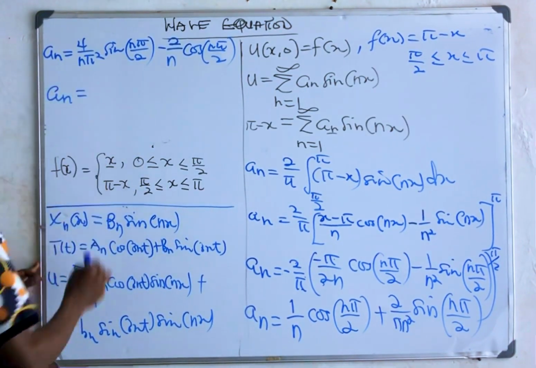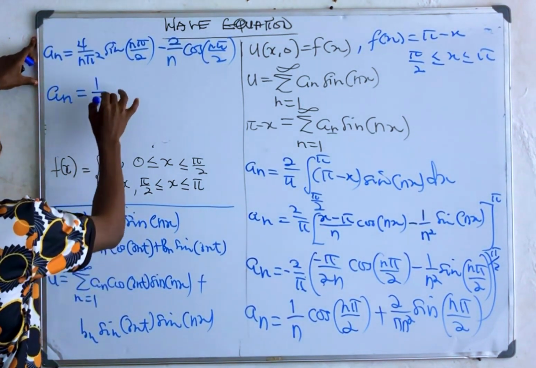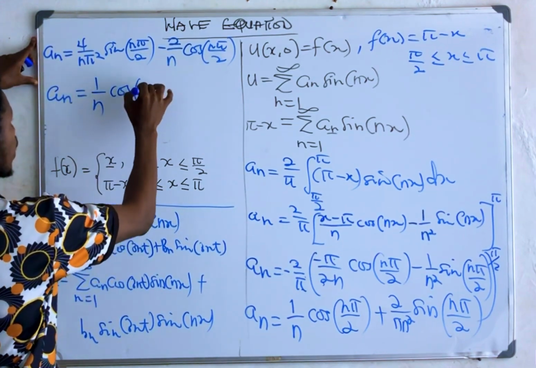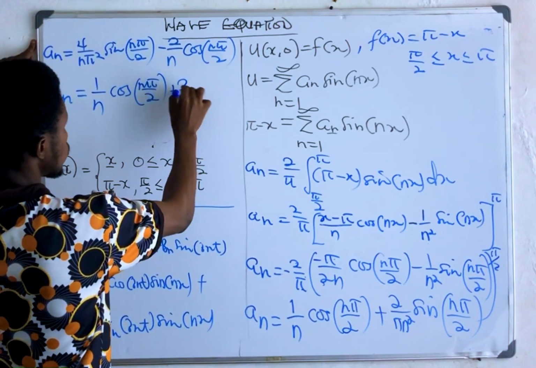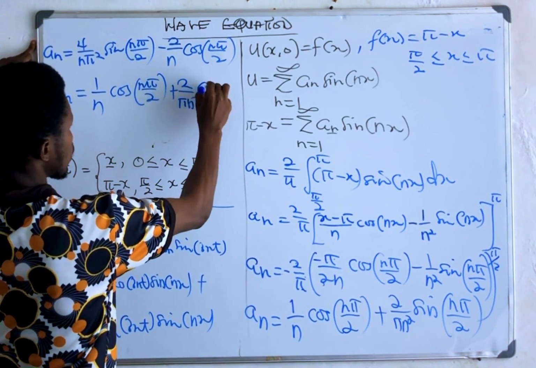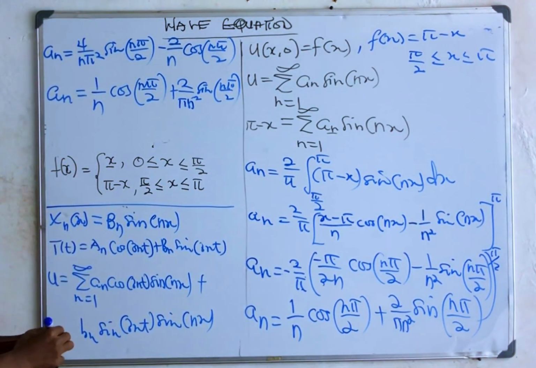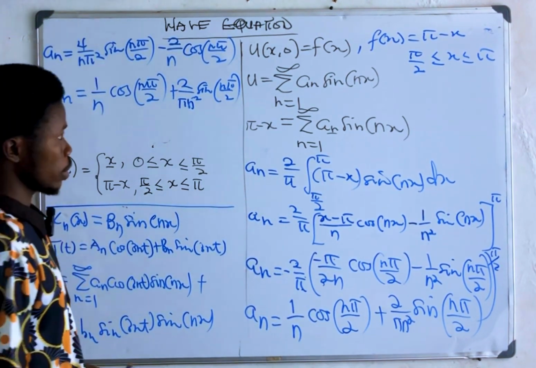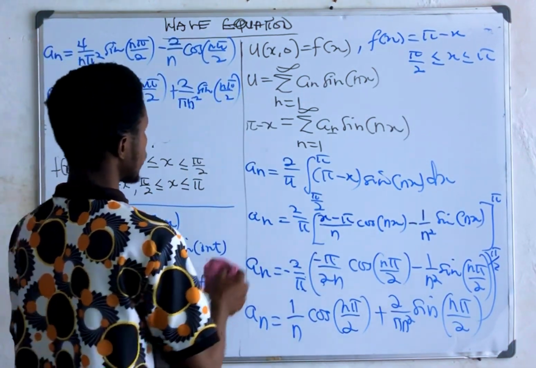So let me write another an. So we have 2an, which is 1 over n cos n pi over 2 plus 2 over pi n squared sine n pi over 2. So we have 2an. Now we need to find the bn. Let's see how you can find bn.